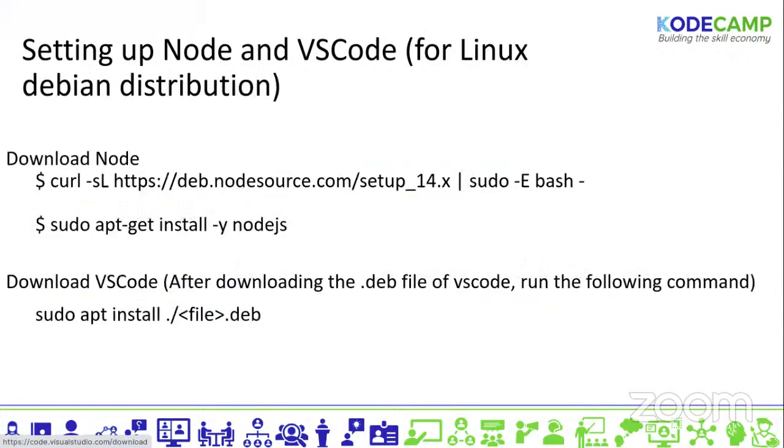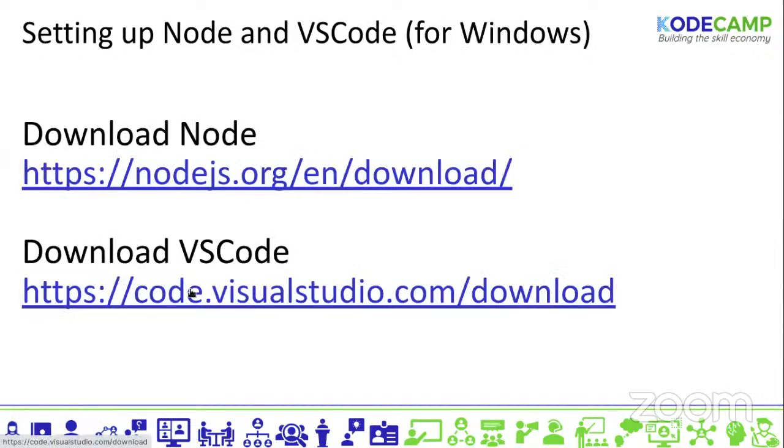If you're using Linux and you're using a Debian distribution, then this is the method to install it. You do sudo apt install. You first call curl and get this particular path. Then after that, you install from that path. Then you download VS Code from this same website. I think there is VS Code for Linux.